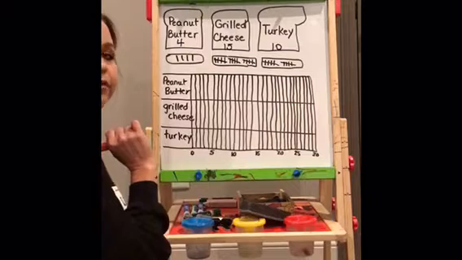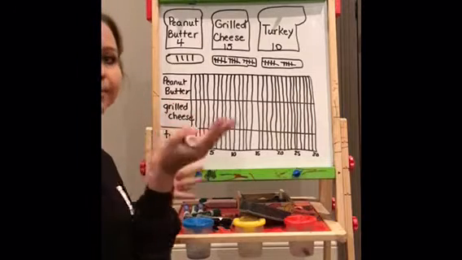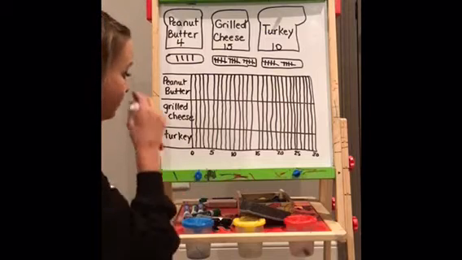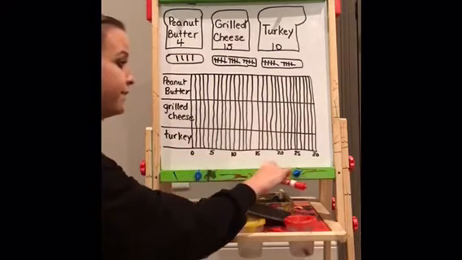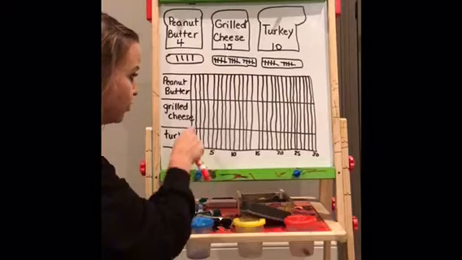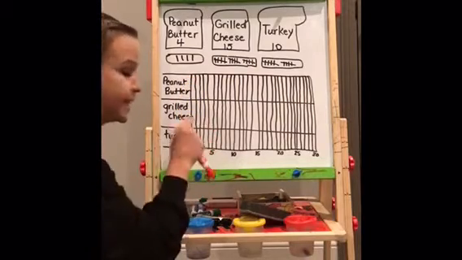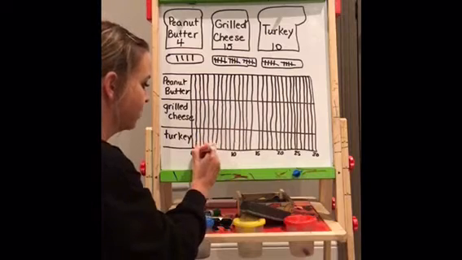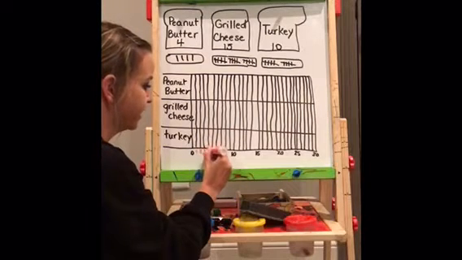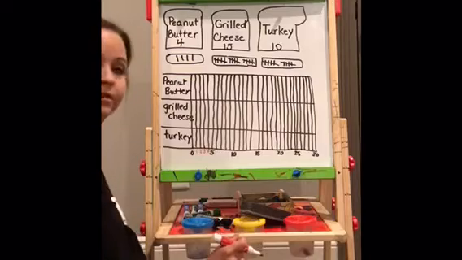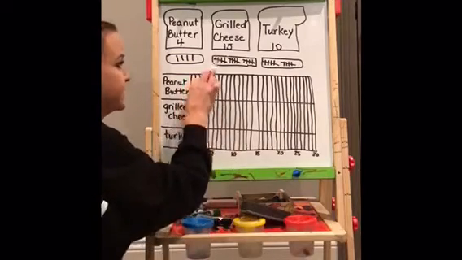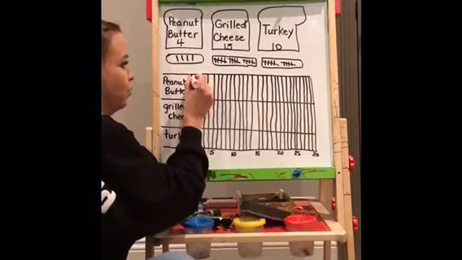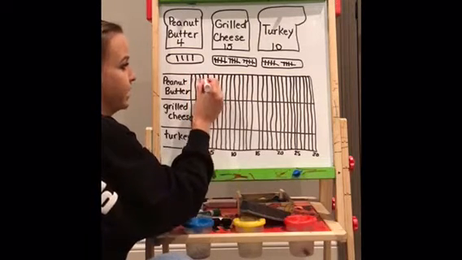Let's do peanut butter first. How many people voted for peanut butter? 4, that's correct. So if we look down here, this counts by 5s for me, but if you look, each one of these lines here counts as 1, okay? So if I were right here, it would basically be 1, 2, 3, 4, 5, correct? Okay, so each of these spaces would represent 1. So we would have 1, 2, 3, 4.